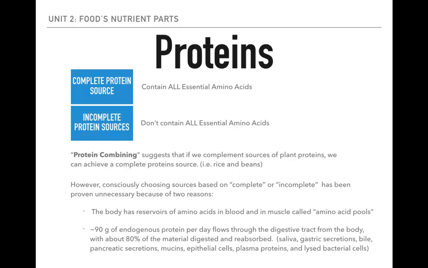And another reason is that we have 90 grams of endogenous protein per day flowing through our digestive tract in the form of saliva, gastric secretions, bile, pancreatic secretions, enzymes, mucins, epithelial cells, plasma proteins, and dead bacteria. 80% of this ends up getting reabsorbed and sent back into the amino acid pool. So because of this massive protein recycling program we have, we might not be consuming a complete protein source, but the net effect could be a replenishment of all of the essential amino acids.